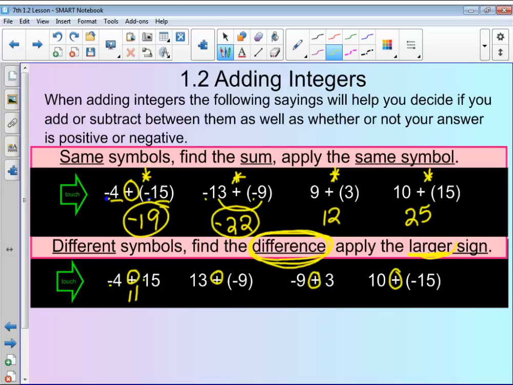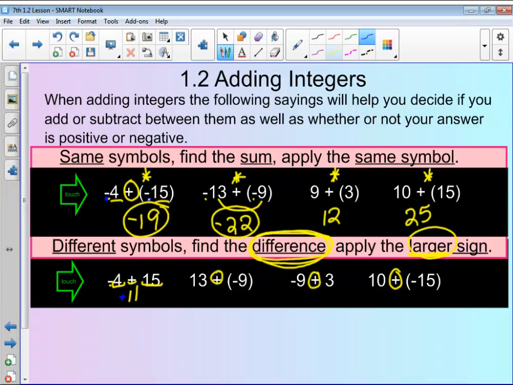Apply the larger sign. So I'm going to look at my two numbers and decide which is larger. So it's 15 or 4. And no, we're not looking at it as negative 4 right now. We're just looking at the 15 and the 4, the digit. Is 15 or 4 larger? 15 is larger. So 15 was a positive number. So our answer ends up being positive.